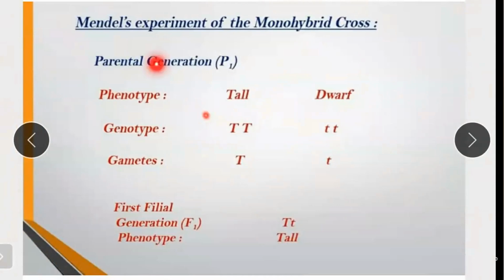Now, parent generation P1. Here the phenotype is what? Tall and dwarf. Genotype means what? The presence of the genes. Capital TT means what? Tall. And small tt means dwarf. What are the gametes here? Single T and small t. Now, the first filial generation, what does it show? The phenotype, most of the plants were tall.